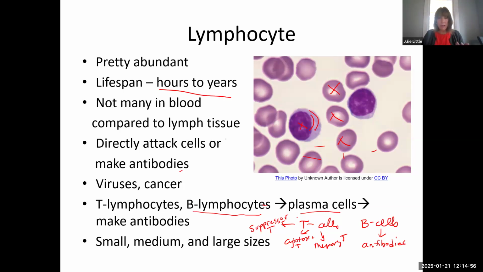This is cell-mediated immunity, when the cells are coming into play. This is antibody-mediated if we're talking about B cells or these plasma cells. All right. So we have lots of different types of lymphocytes.